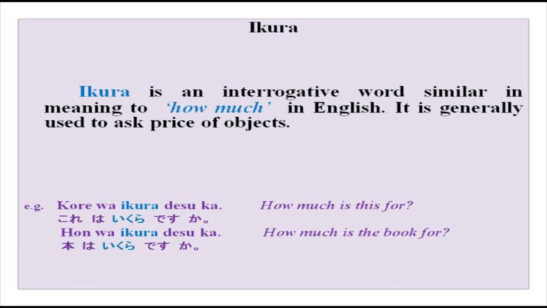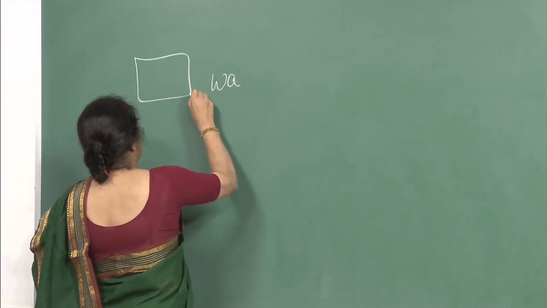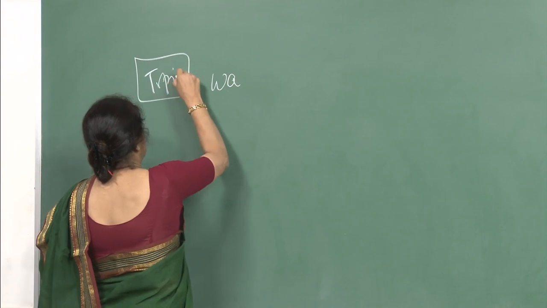Now, the word ikura, which came in the conversation in the beginning, is an interrogative word and is similar in meaning to how much in English. It means how much. It is a question word and is most of the time used to ask the price of objects. For example, kore wa ikura desu ka? Particle wa generally has the topic over here.